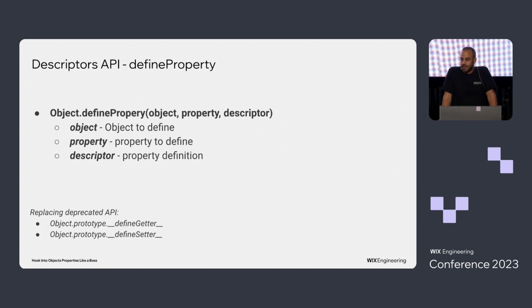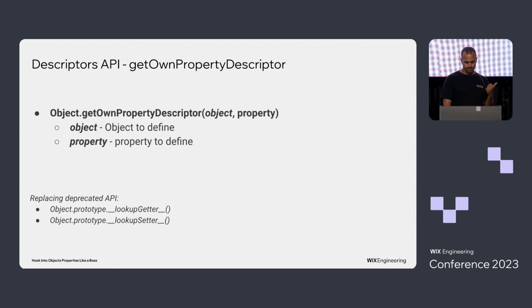So the API for changing those attributes is defineProperty. This is the basic API for doing it, and it gets an object, a property to define, and a descriptor object. On the other hand, there is getOwnPropertyDescriptor, which means that this function returns the original descriptor of a property, and you will see how you can use it and why it's important.